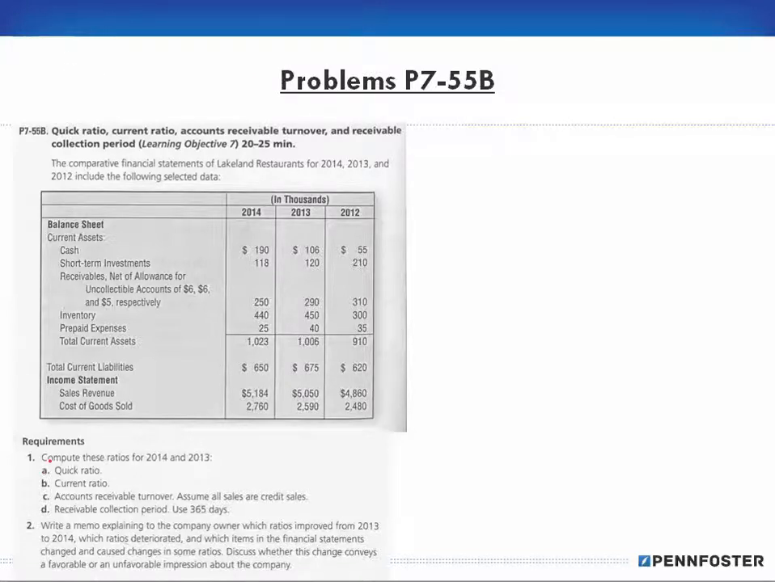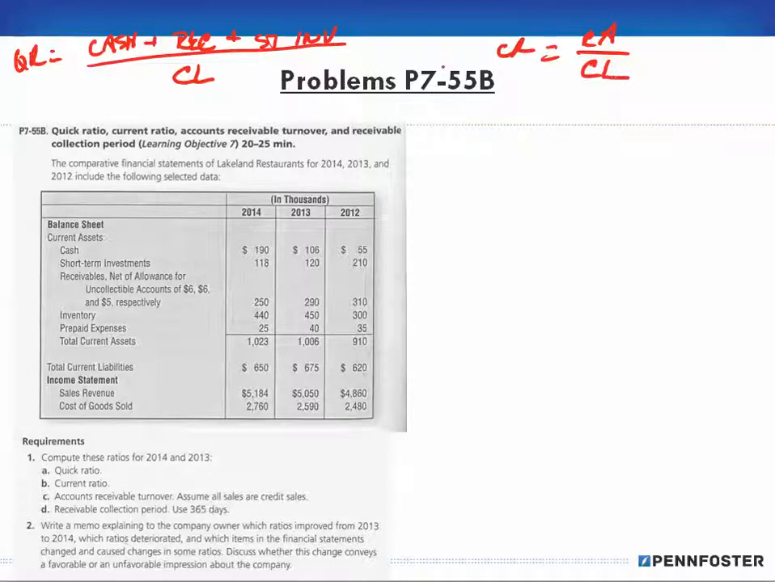All right, so our first ratio here that we have to deal with is quick ratio. So if you recall, the quick ratio is your most liquid current assets, which are cash, your receivables, and your marketable securities or short-term investments, as the book likes to call them. And this is all over current liabilities. Remember, the current ratio is your current assets over current liabilities. Don't get the two confused.